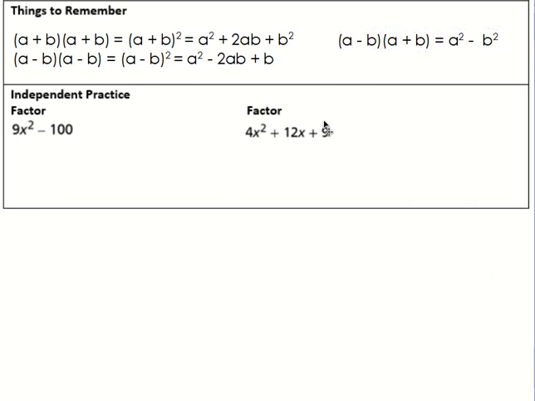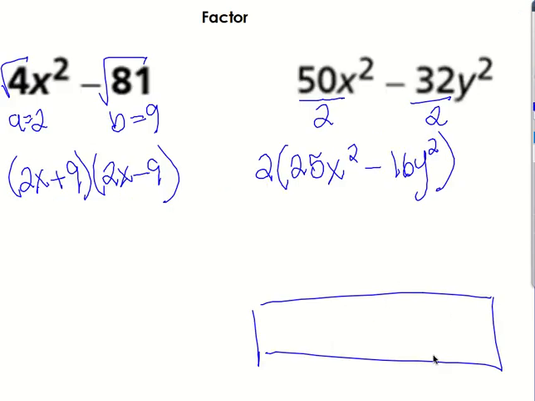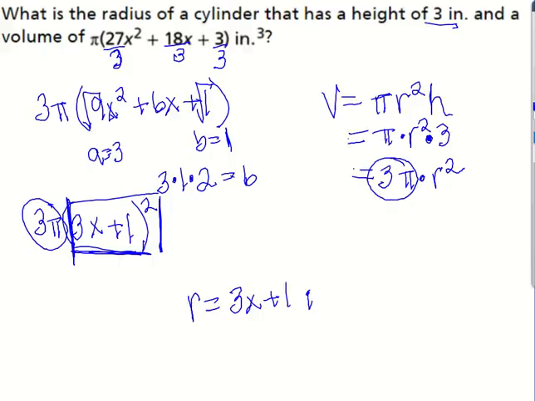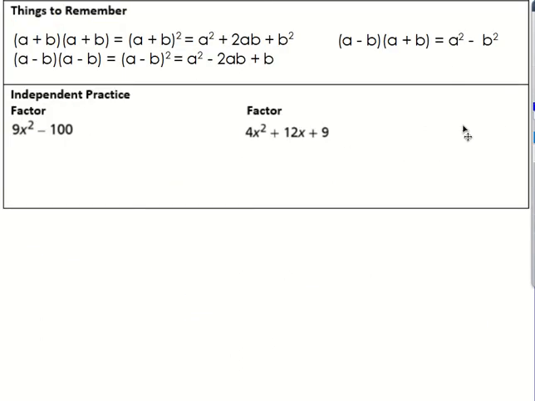All right, so here are your independent practice problems. So you're going to finish, you're going to do these 2, obviously, and then you need to go make sure this one got finished. All right, you need to go factor this and write down your final answer, okay? So you technically have 3 problems that I will be checking to make sure they're done.